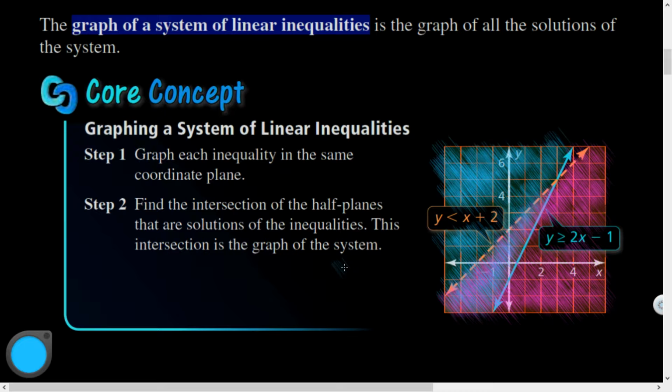So as far as where the solutions of this system are, it is the common shaded region. It's this slice down here, and everything in between. It's the overlap between those inequalities.